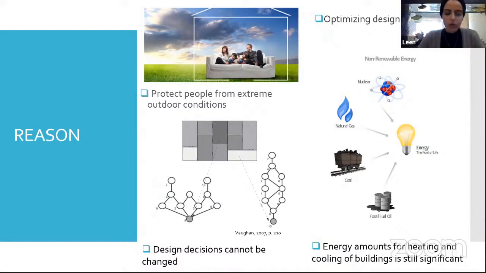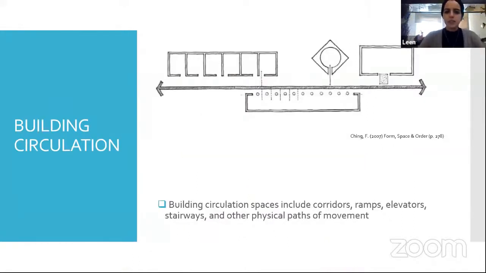Also, there are some design decisions, especially those deciding the spatial structures of buildings, that are taken in very early stages of the design, and they are very hard to change later in the life cycle of the building. Therefore, in this research, we're trying to propose a new thinking approach. First, let's talk a little bit about the building circulation.